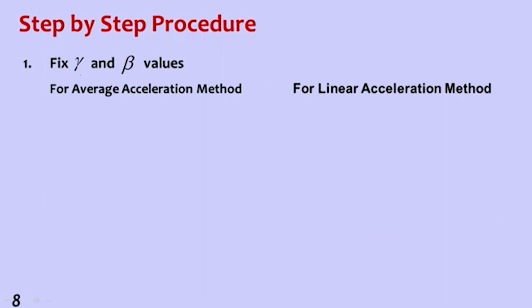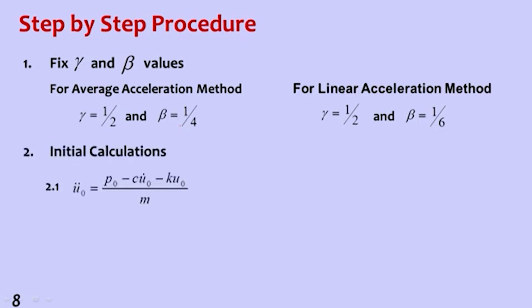First of all we need to fix the gamma value and beta value. Okay. For the average acceleration method, gamma value is half, beta value is 1 by 4. For the linear acceleration method, gamma value is half, beta value is 1 by 6. These methods are very sensitive to these beta values. For the initial calculation we first need the initial acceleration, which we have earlier discussed. This comes from the equation of motion, that is m u double dot 0 plus c u dot 0 plus k u 0 is equal to p 0, at time instant 0. From that we get the initial acceleration.